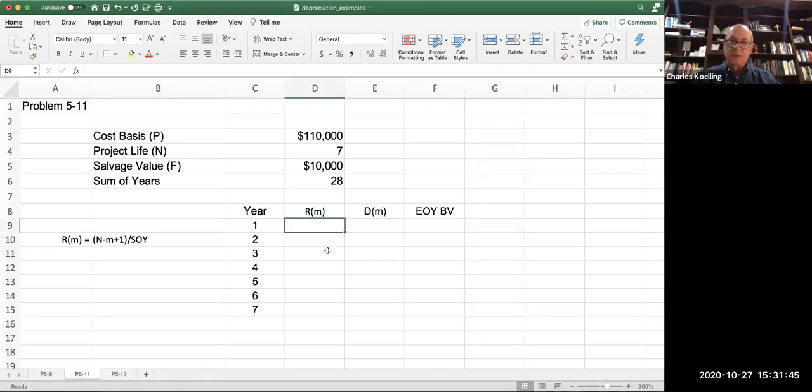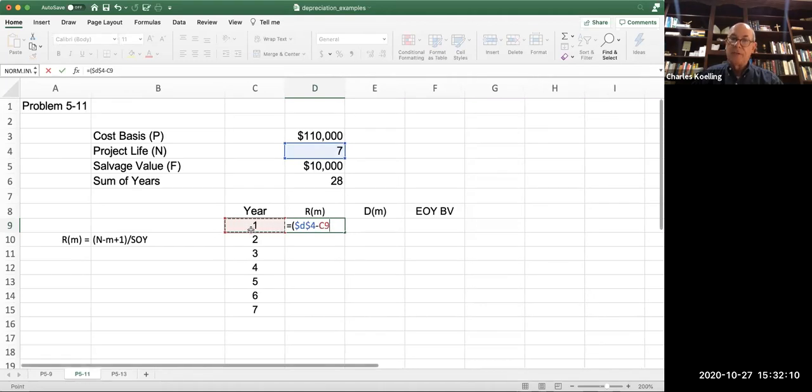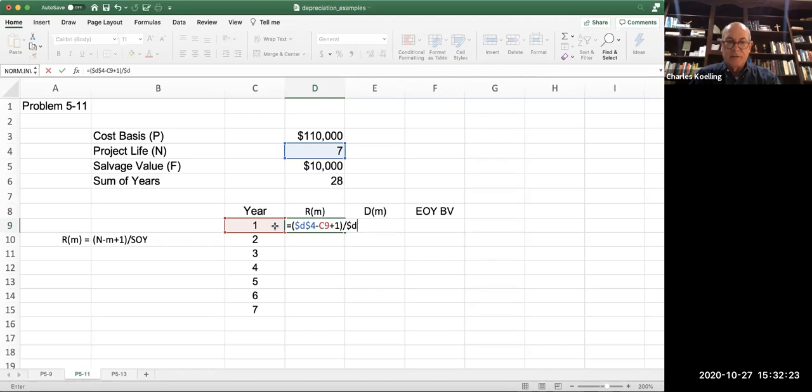So let's just plug that formula in, and that will equal, and we'll take the recovery period, which is in cell D4, and because we'll want to copy this down, I'll say $D$4 minus the year that we're in, which is, I'll click on the year that we're in, and that will change, of course, for every year, plus 1, and then we'll divide that by the sum of years, and that is in cell D6, $D$6, because we don't want that to change also as we carry forward this calculation.